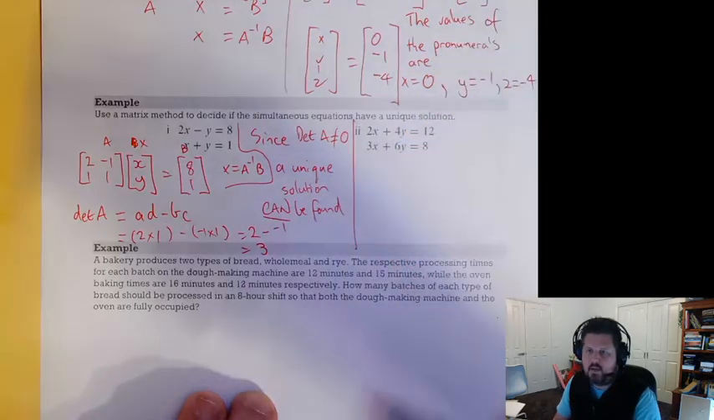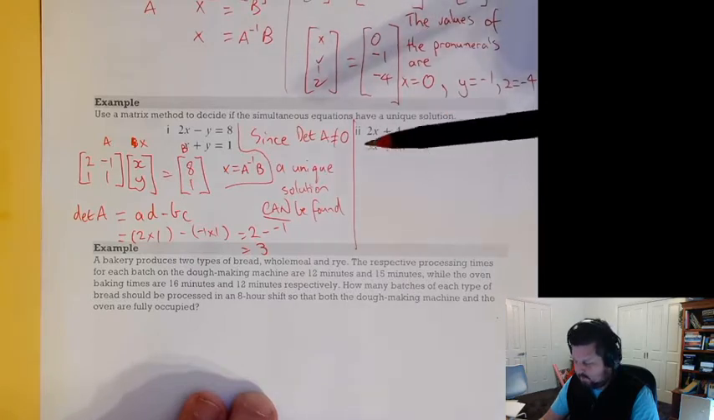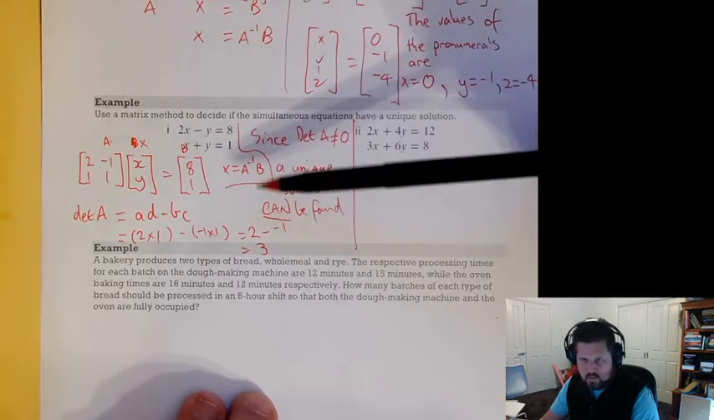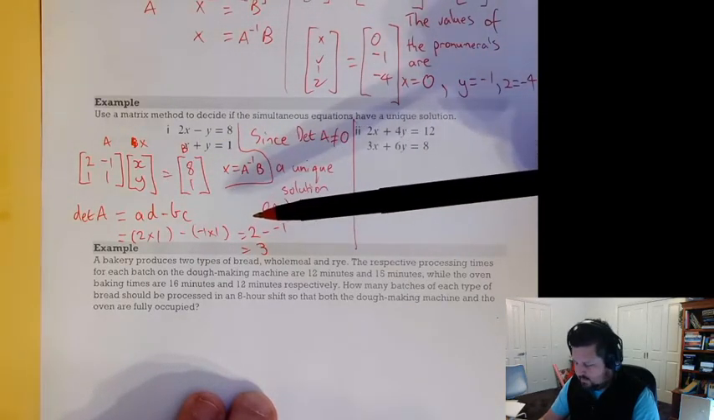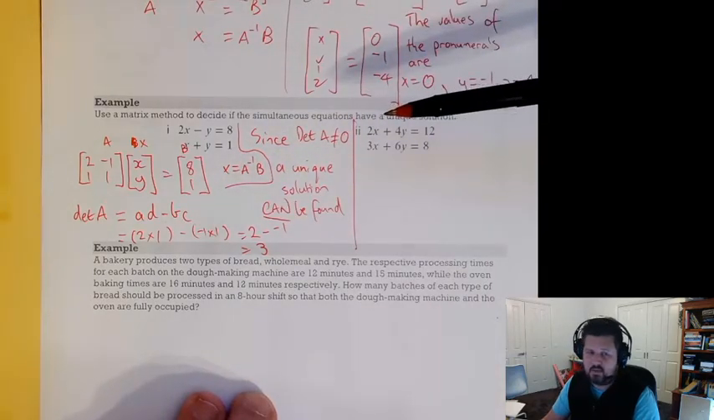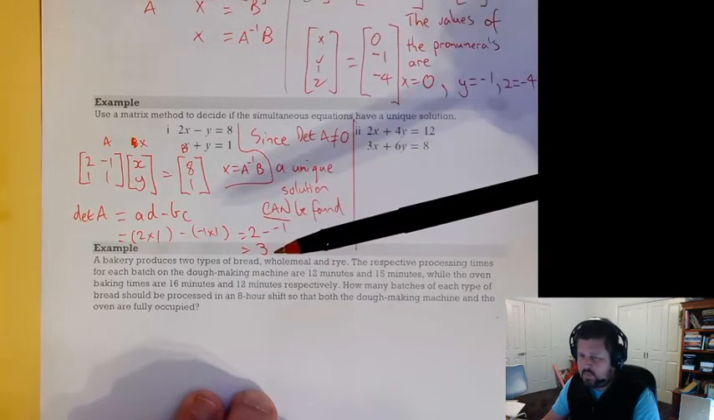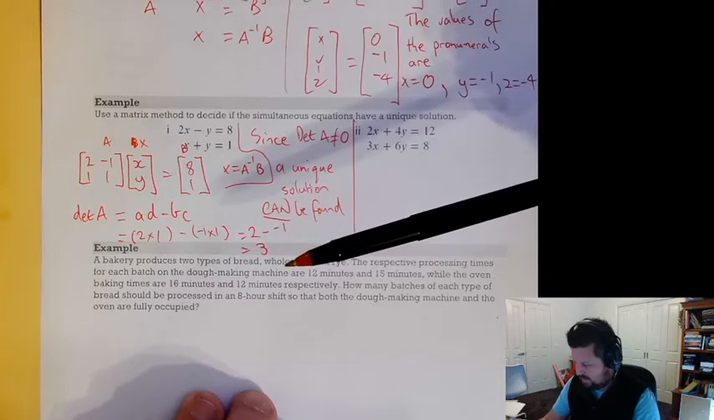Cool. Now, some people, if they're not reading the question carefully, would rush ahead and actually try and work out what X and Y are. But this question wasn't actually asking you to do that. It was just asking whether they had a unique solution or not. So once we've worked out the determinant and we see that it's not a 0, then you can say, yes, a unique solution can be found.